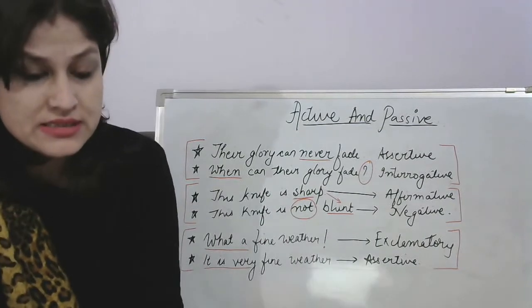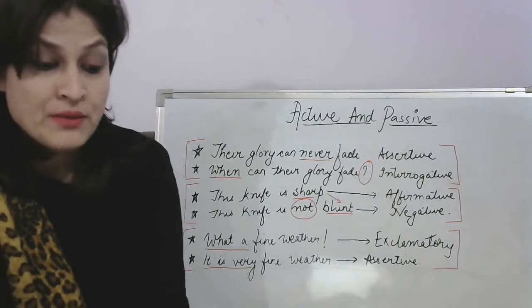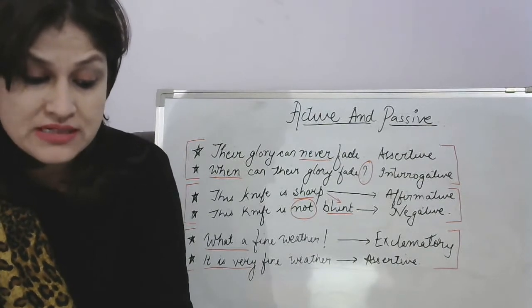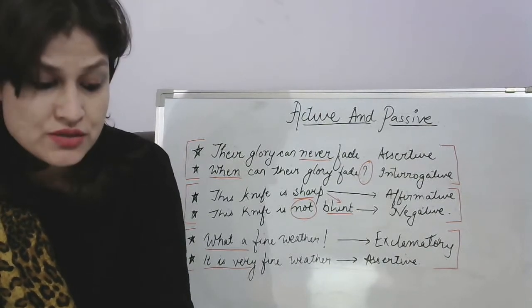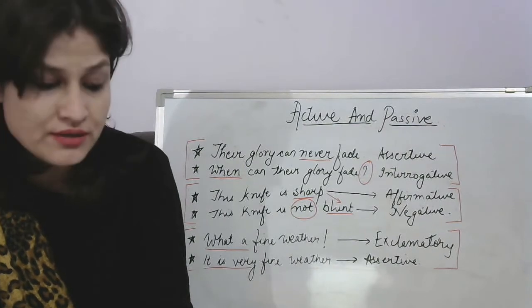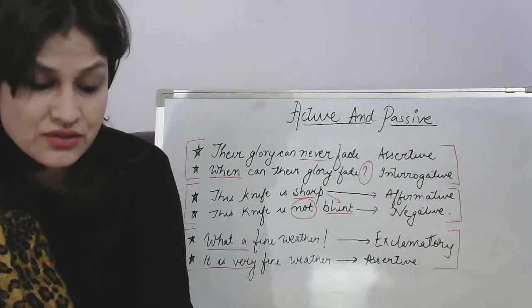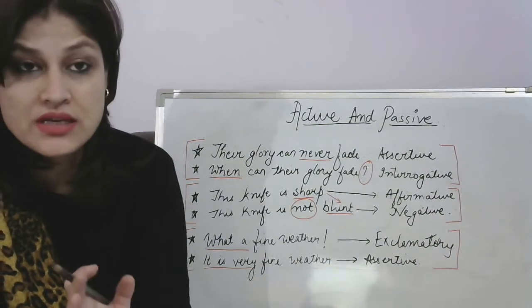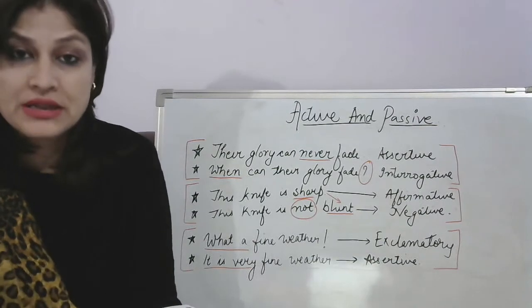See the next sentence, I'll read it. Man cannot die better than facing fearful odds. So cannot die is your negative. So when you change it, it will be: how can man die better than facing fearful odds? Nothing else. We've removed the negative.